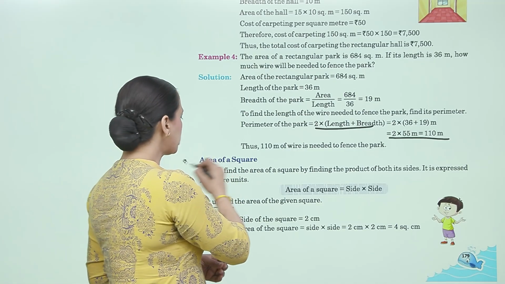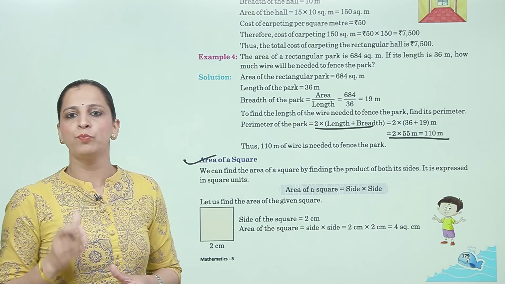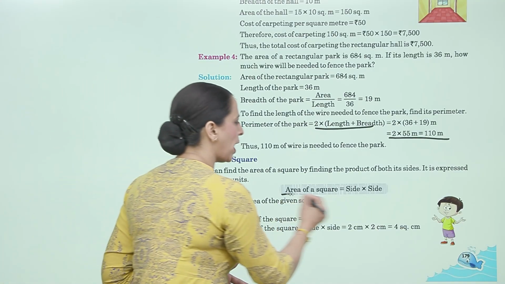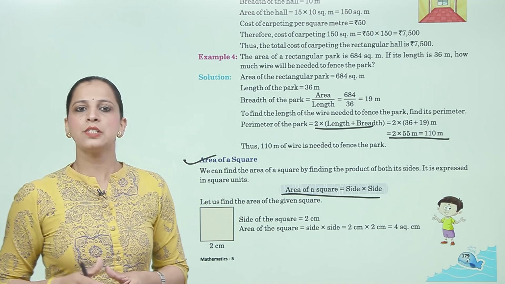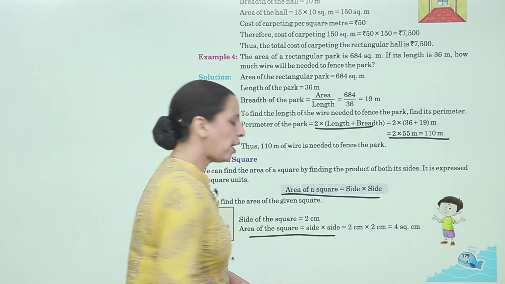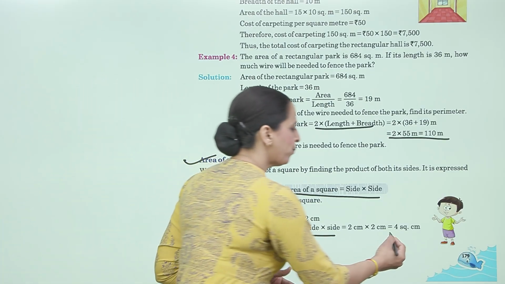Now, area of a square. We can find the area of a square by finding the product of both its sides. It is expressed in square units. So, area of the square is side into side. Let us find the area of the given square. Side of square is 2 centimeter. Area of square is side into side, that is 2 centimeter multiplied by 2 centimeter is equal to 4 square centimeter.